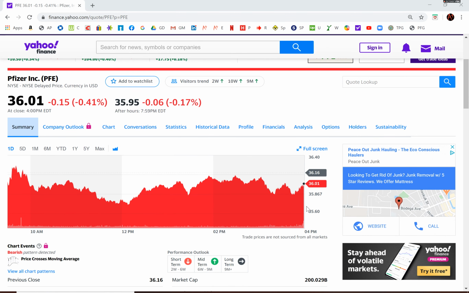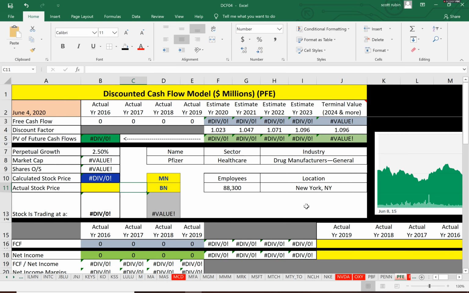Let's take a look at Pfizer and calculate the intrinsic stock price of the company. First, we need the market cap, 200 billion. The stock price is 36.01. Let's put it down into the model.